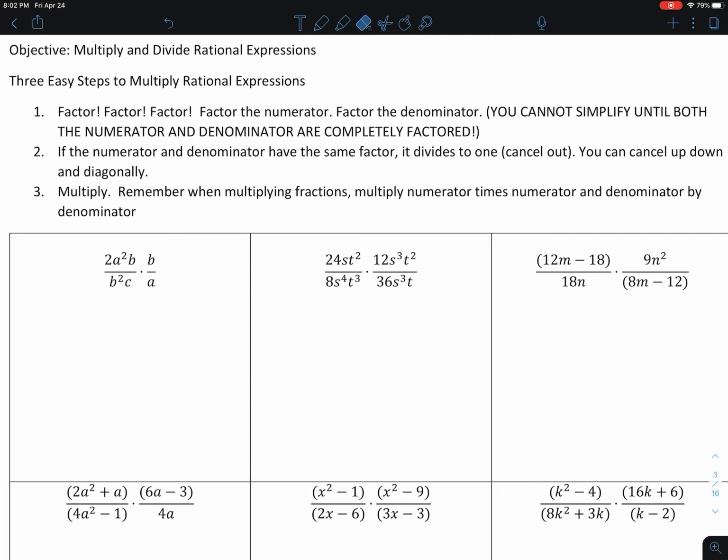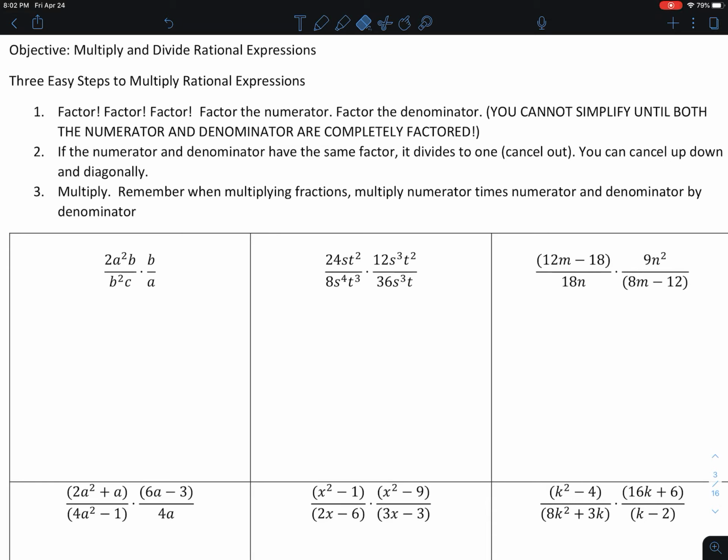Factor, factor, factor. We start by factoring the numerator, and then we factor the denominator of both expressions, and then we cancel. And in this, we can cancel up, down, or diagonally. And then we remember that when we multiply fractions, we multiply numerator times numerator, denominator times denominator. So that's what we're going to do at the end.